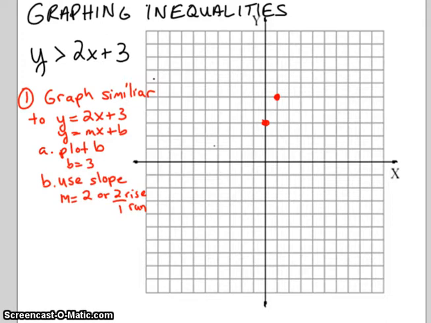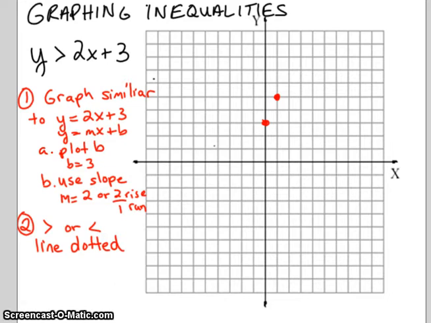Once you have 2 points, you could draw a line through the 2 points, but don't draw one just yet. The second step: we have our 2 points, and we're going to draw a line through them, but here's where it changes. Because we have an inequality, sometimes our line will tell us whether the answers are included in our line or not included. If we have greater than or less than, our line is going to be dotted. We're going to draw a dashed line.